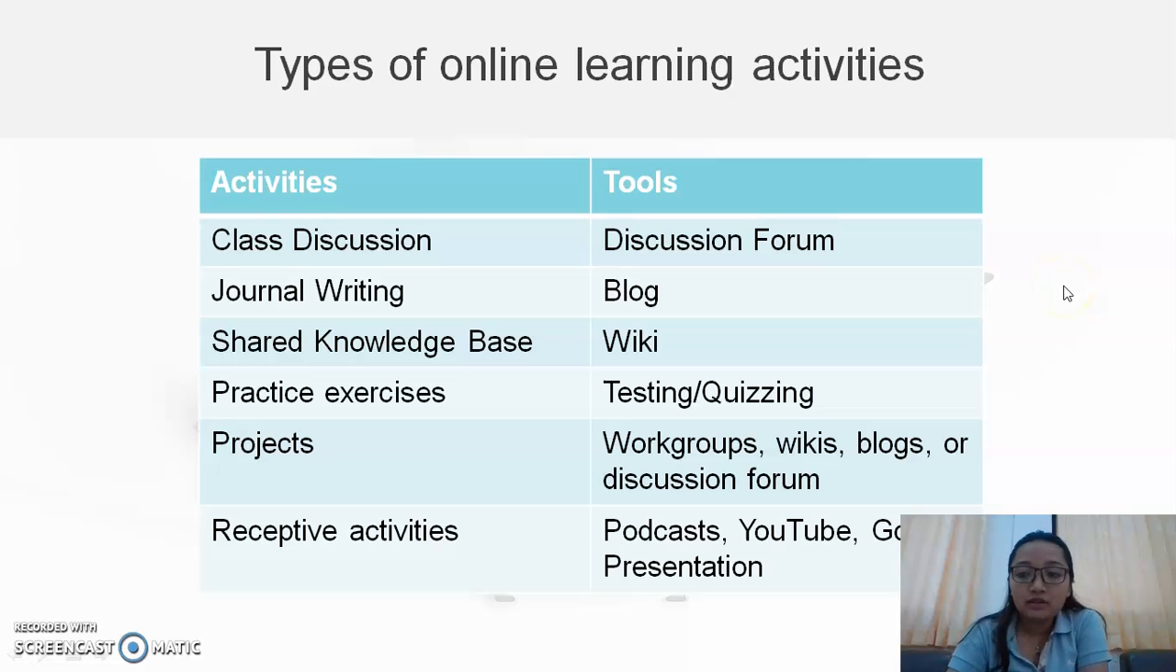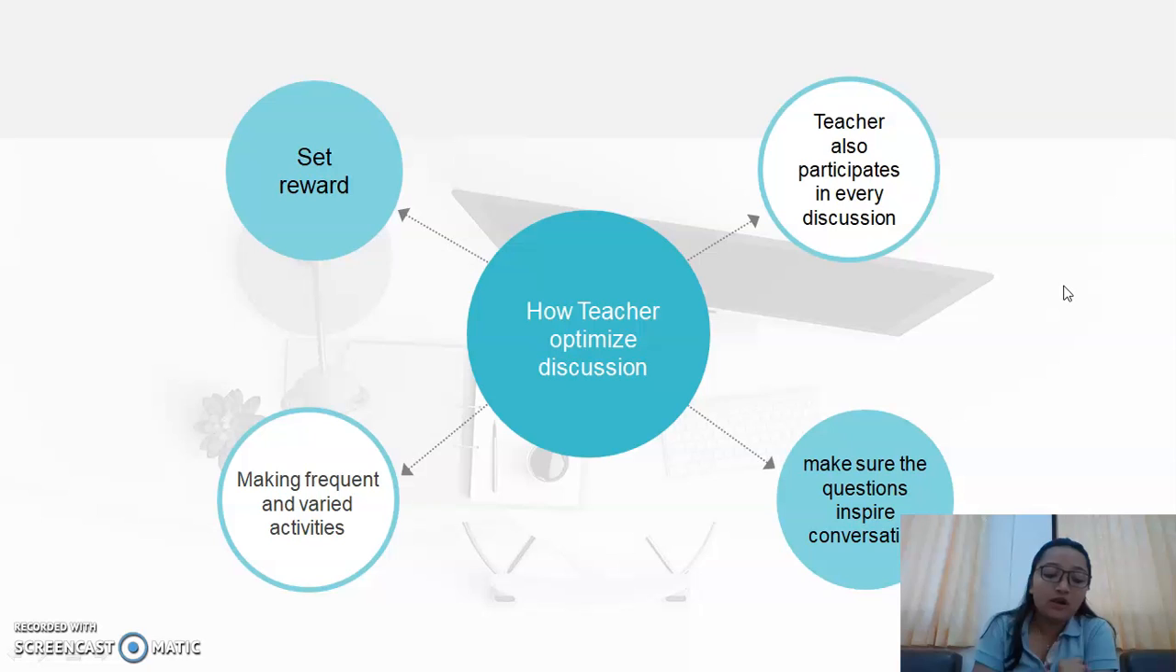Okay, it should be considered that online discussion is the important point in the online course, but sometimes online discussion does not work well. Then how can teacher optimize the discussion? I give you 4 ways to optimize the discussion. The first is you can set reward for students if you make a quiz or test in your online course. The second, teachers should also participate in every situation, and students will have a clarification about the discussion.